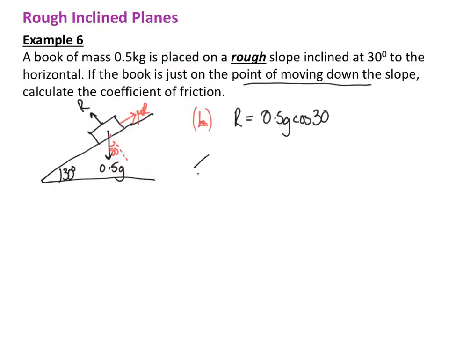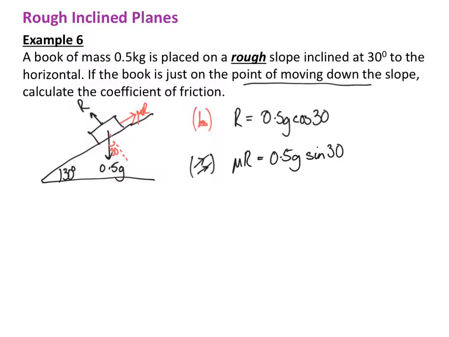Because then we want to look at parallel to the slope. So we've looked perpendicular to the slope, we're now going to look parallel to the slope. And what forces have we? Well, we have friction acting up the slope. The only other force that will have a component down the slope is again the weight. Don't forget to resolve it down the slope. And to resolve down the slope, we need to go away from 30 degrees, so it's going to be sine of 30 that we're going to use here. So we're going to get that mu R is equal to 0.5g sine 30.